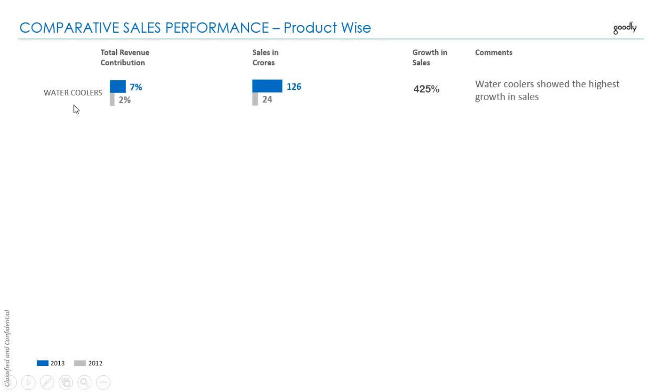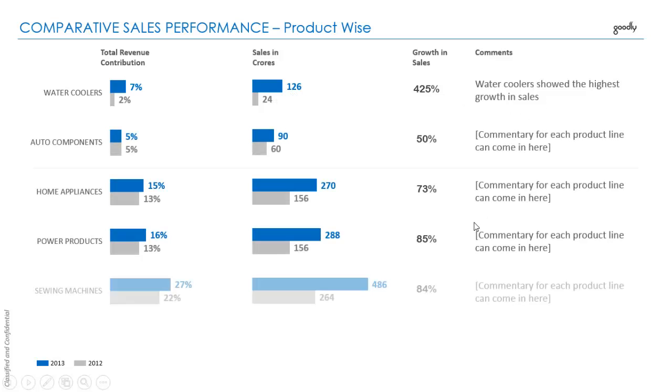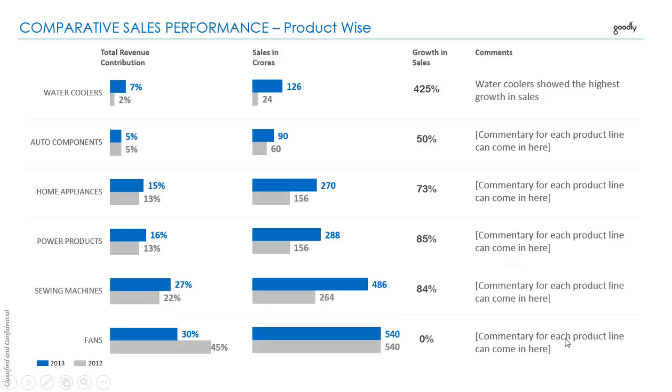So in water coolers, what has been the total revenue contribution out of the total 100%, and how much in absolute terms has the company done? What has been the growth of this product line, and if you have any comments. Since this is just a dummy slide, I have used some commentary; for each product line, commentary can come in here if you have any. So this is just dummy as of now. Let's just move on. Human resources.